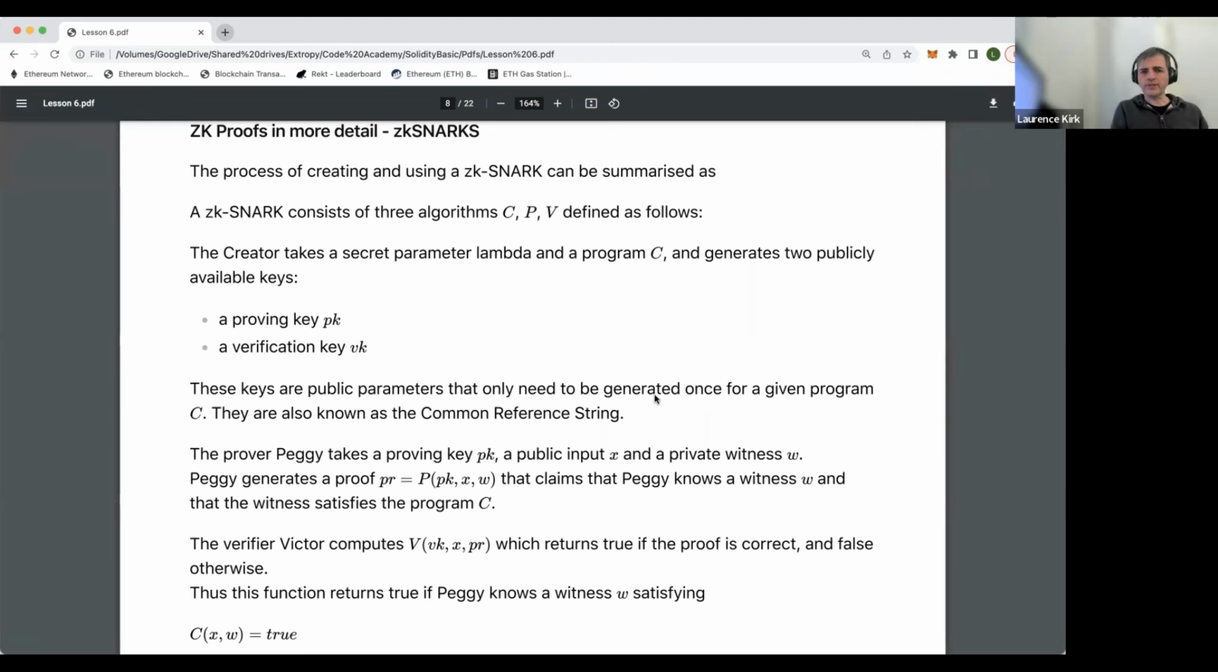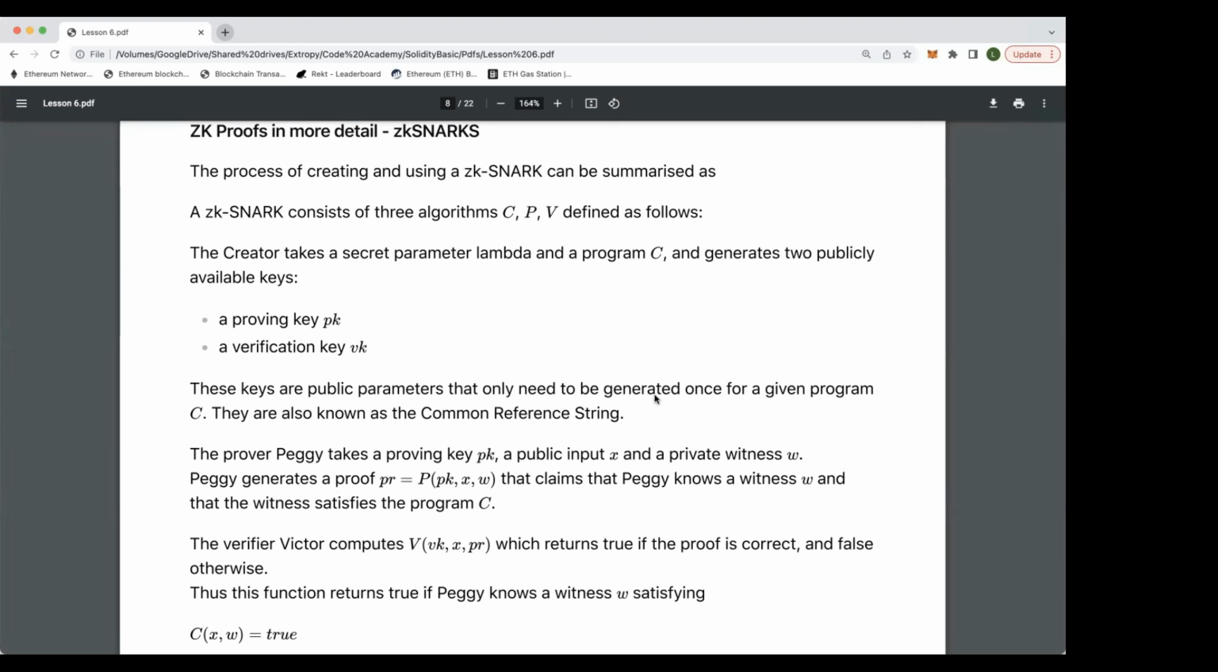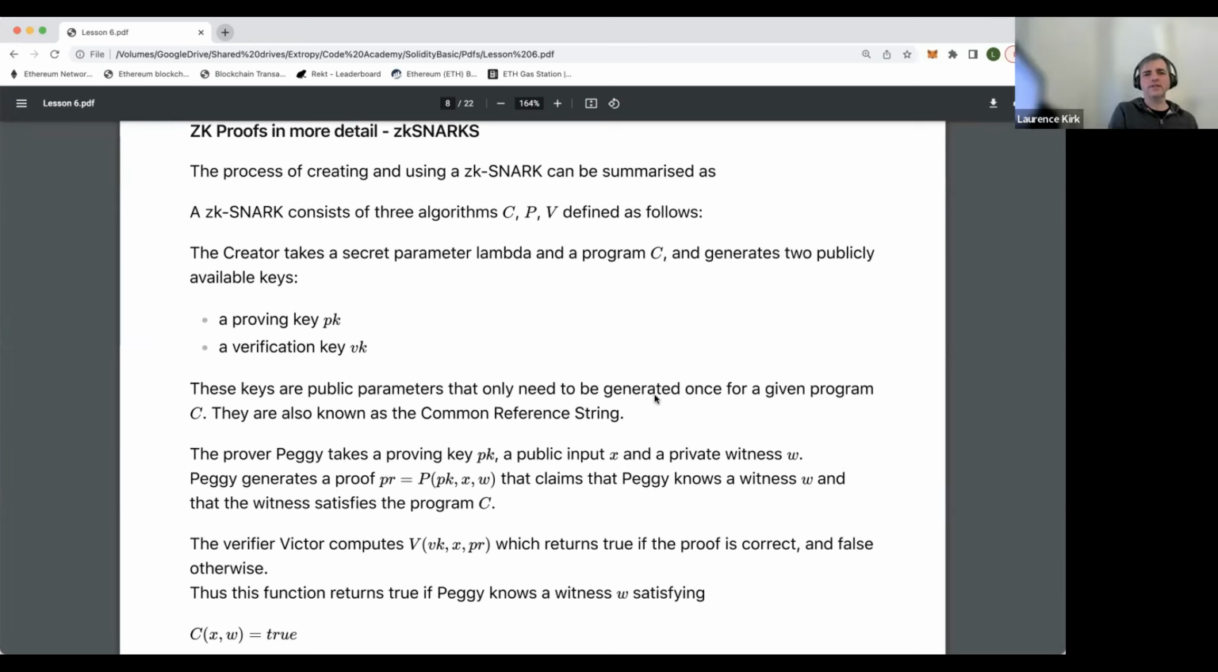So the start of this process is to have this secret lambda and our algorithm that is showing what we're trying to prove. And from that, we generate what are called two keys, a proving key and a verification key. These are not quite the same as the public-private keys that we have in cryptography. They are just pieces of data that are then used in the rest of our system. But these two values are known to the prover and the verifier.